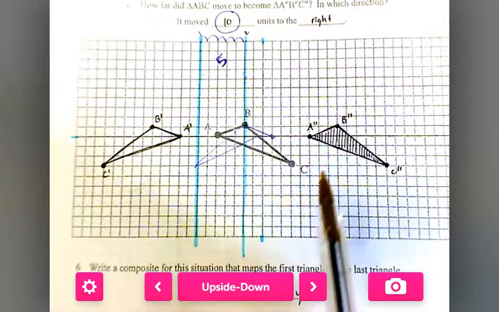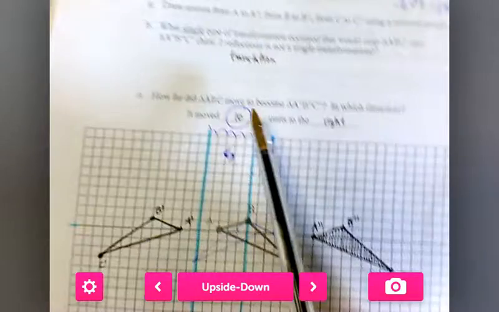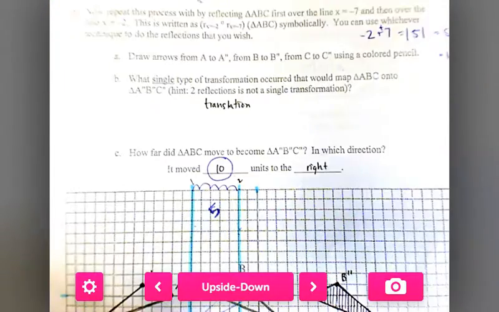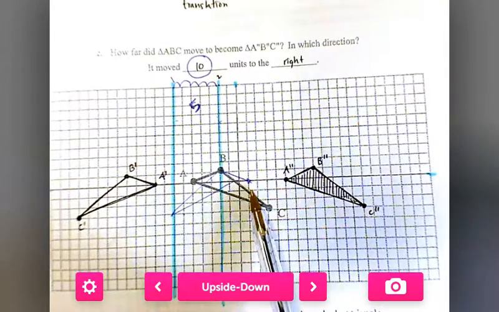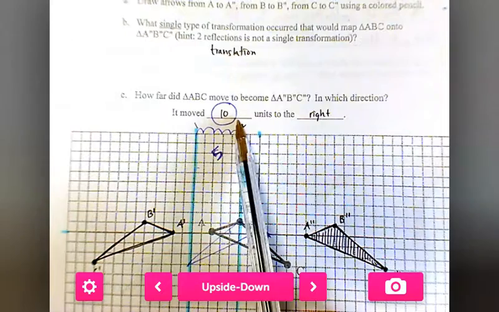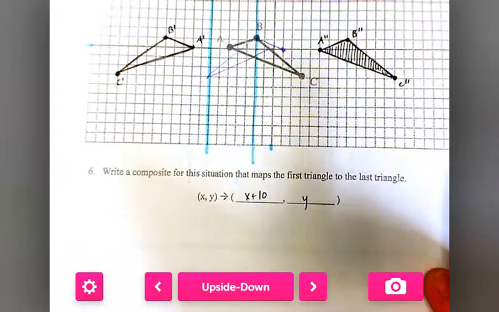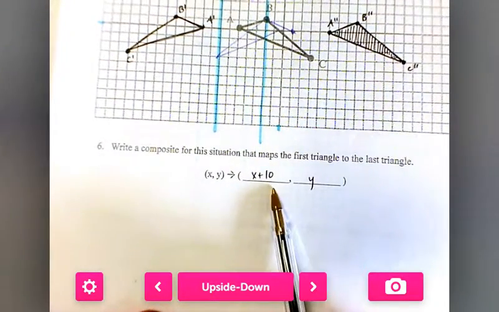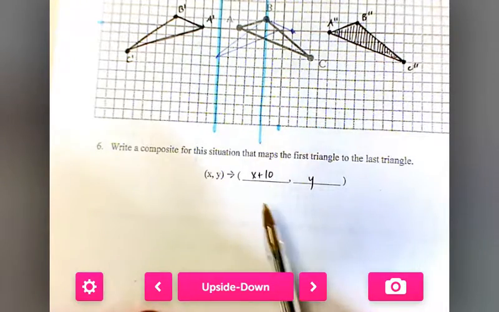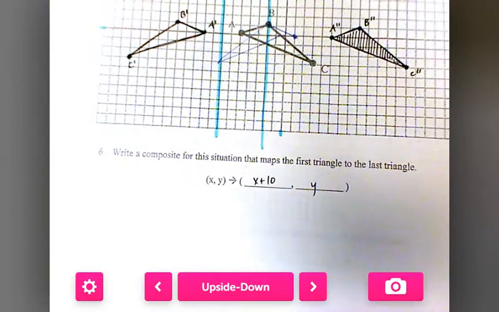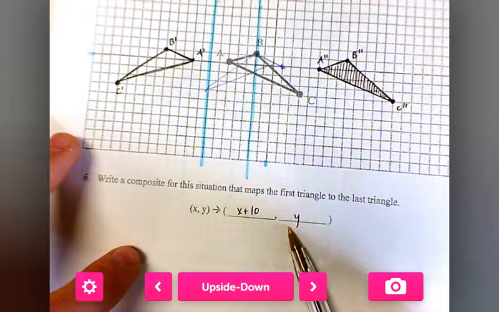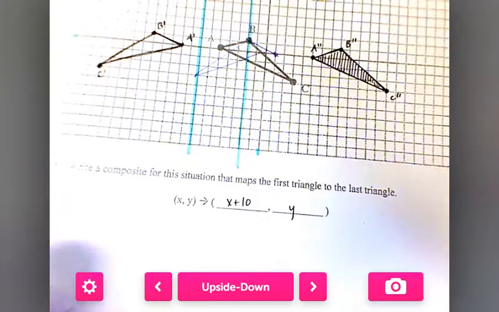Okay. So it should look something like this. So what you should have gotten is for B, it should have said a translation, right, which is just a slide. Okay? So it should have been 10 units to the right, and your equation should have been this, right here. Okay? X plus 10, comma y, because the y doesn't change, and the x changes by 10. Good there?